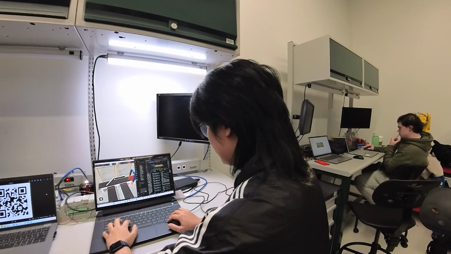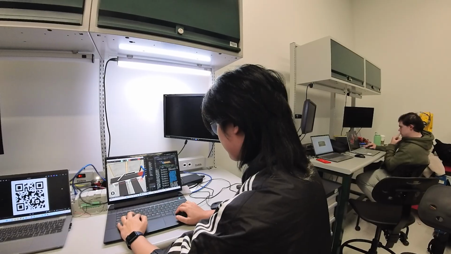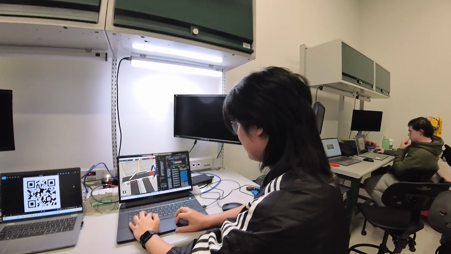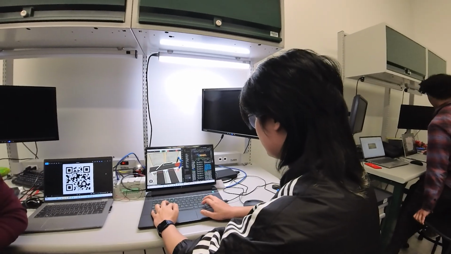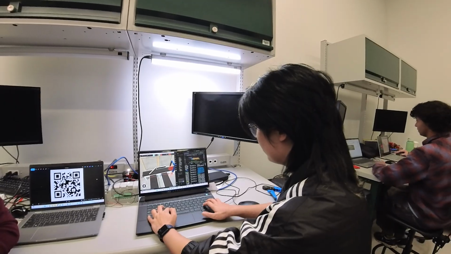Sorry, I have to read because it got stuck. It was auto refresh, and this program is built with Streamlit.